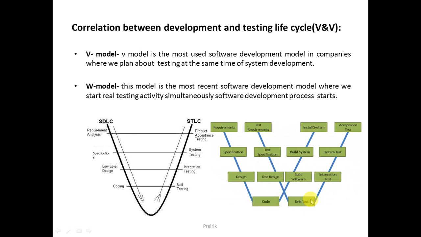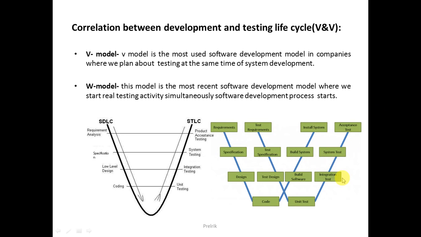The coder will perform their unit testing. Once the software is built, the tester will perform integration testing. The system build will be performed by the developer, and system testing will be performed. Installation testing, installation system, and UAT will be performed. So what's happening here is that we are implementing a process of QA for each level of the SDLC phases, at the same time as the STLC phases.